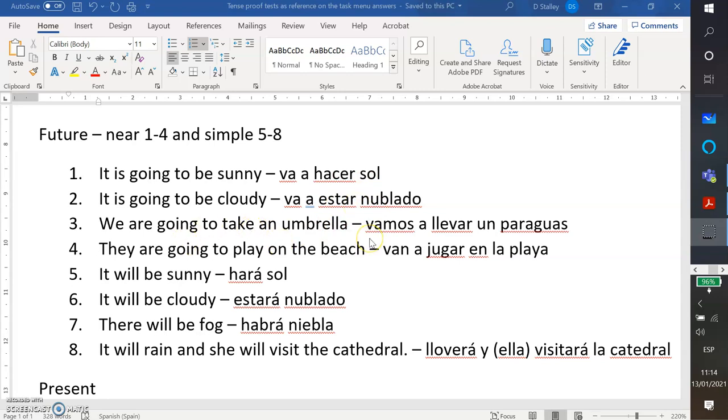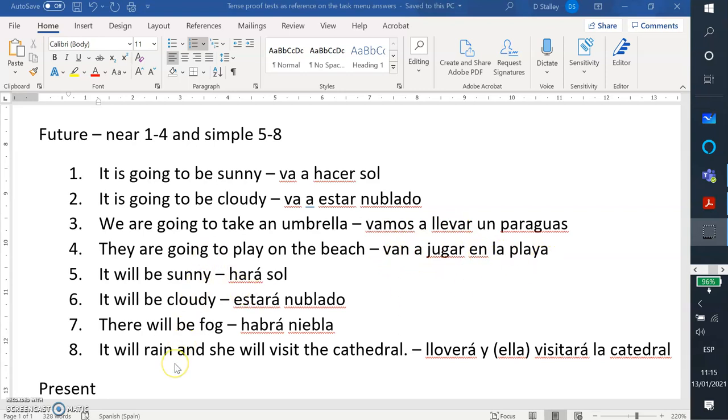We're going to take an umbrella. Again, just practice of the future. So vamos is the we form. We've got that in there. Llevar is to take or to take with you in this case. So y un paraguas. They're going to play on the beach. So this time we use the they form, van, and we've got that and again. Jugar is our infinitive and en la playa.